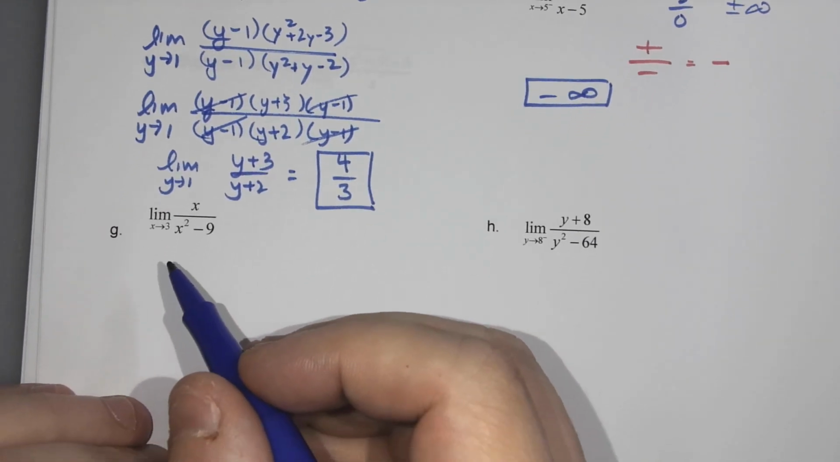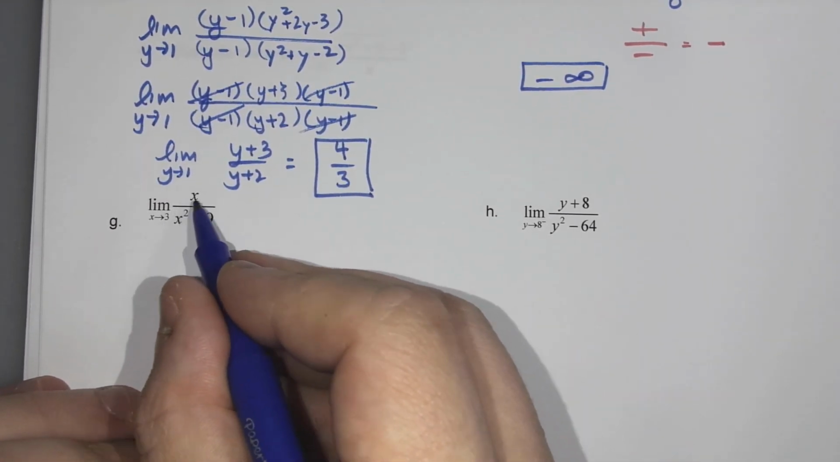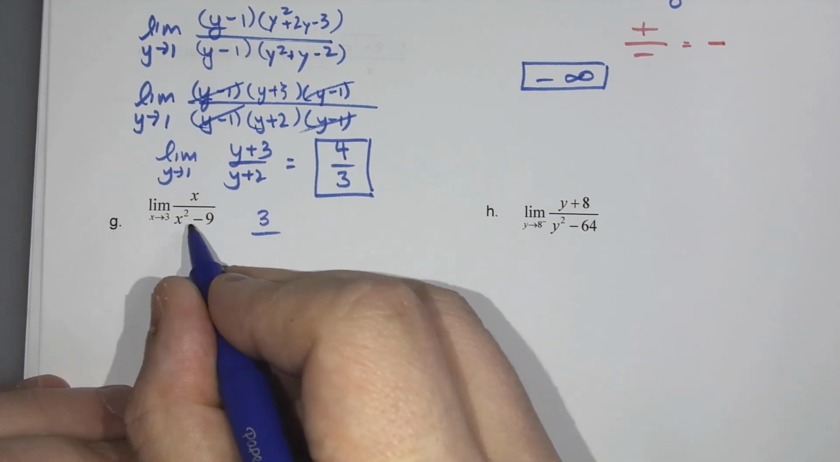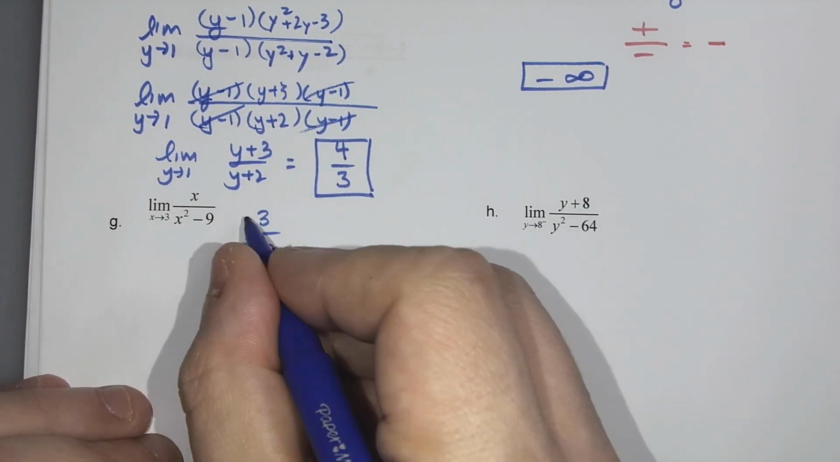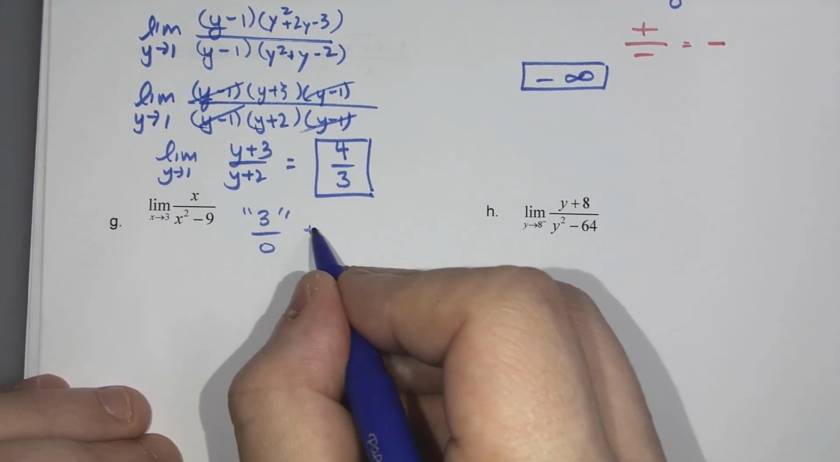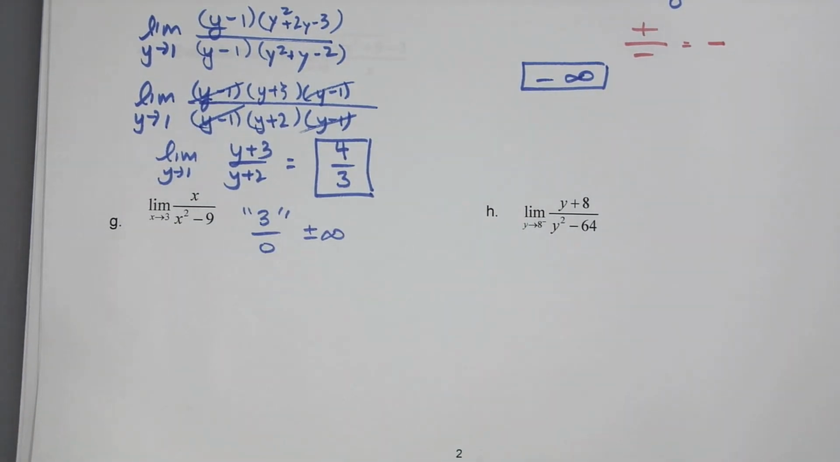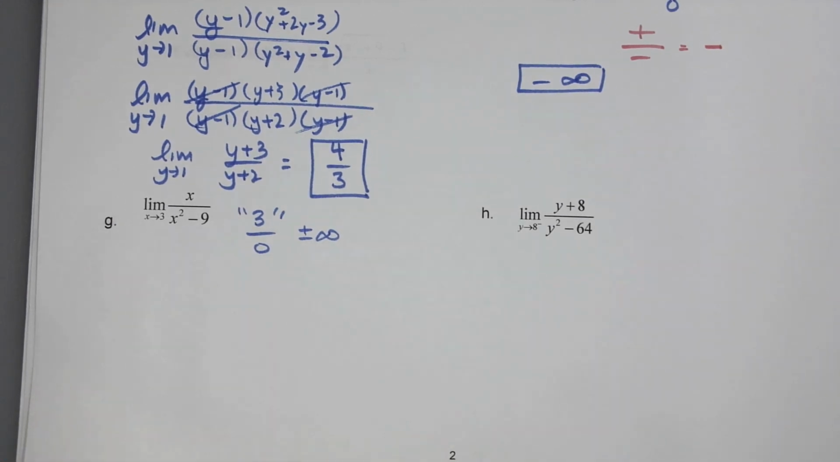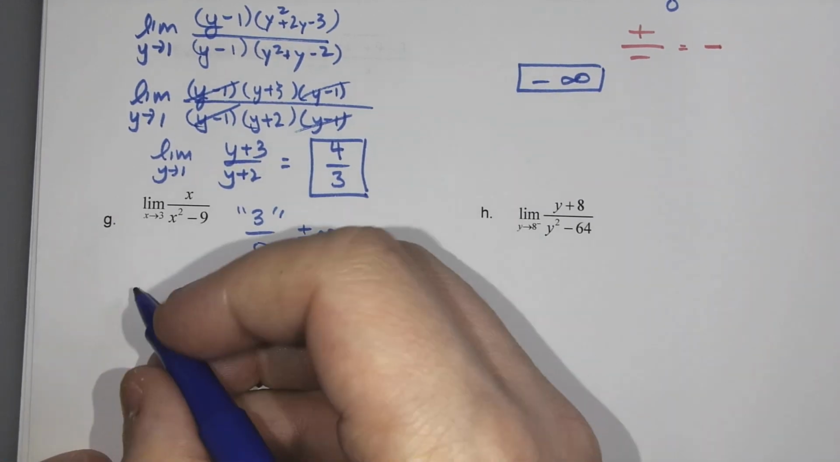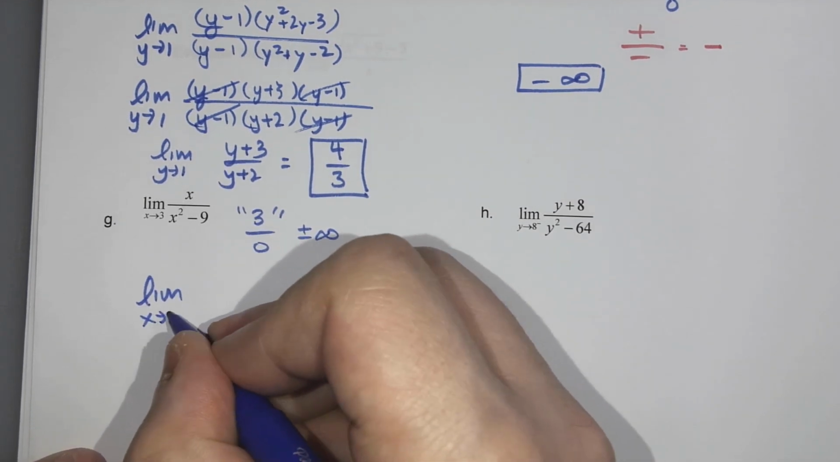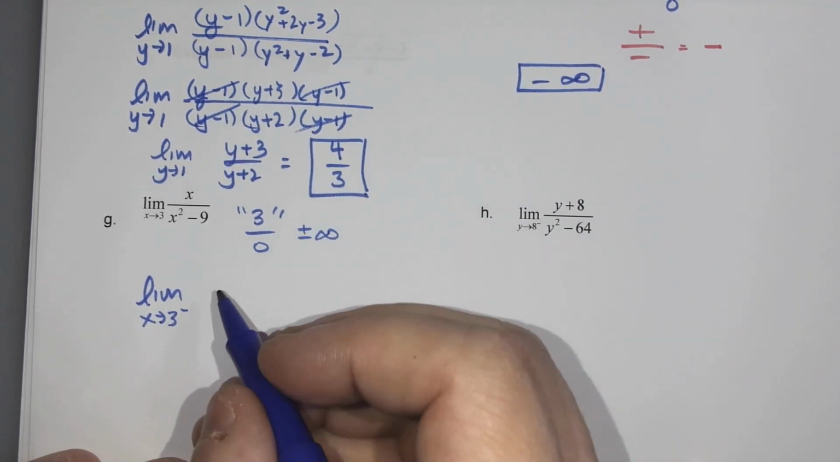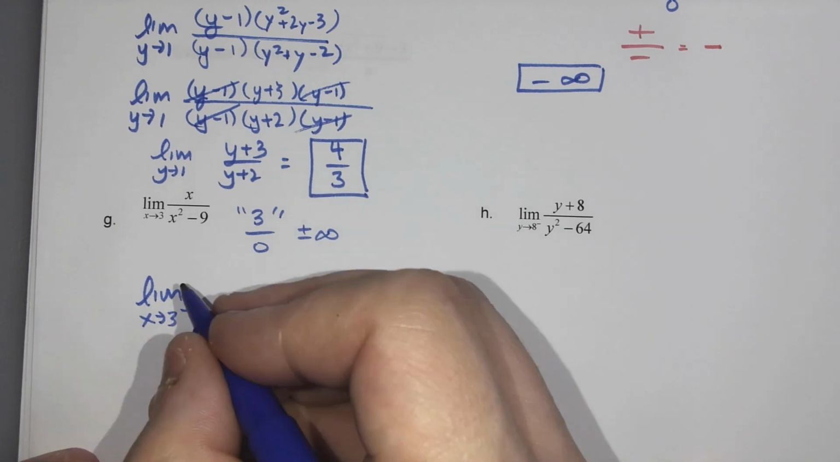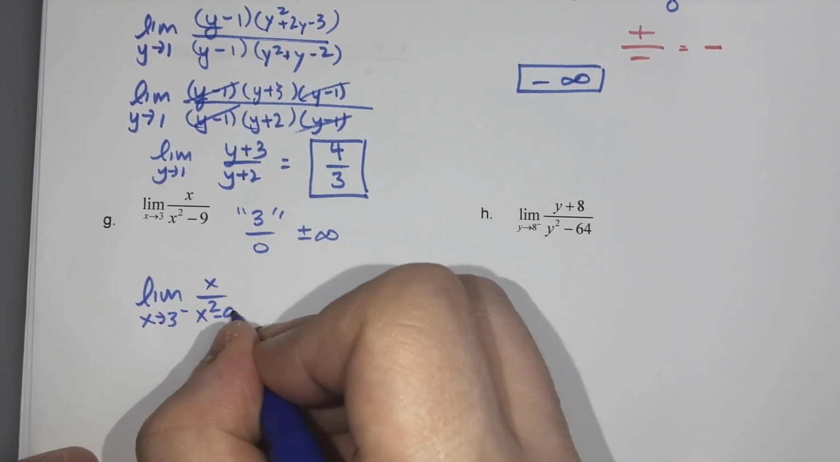Okay, down here in this corner, if I were to replace x with 3, we get 3 over 9 minus 9, which is 0. So again, it's undefined, and it's either plus or minus infinity. This one did not specify from the left or the right, so we'll have to do those two cases separately and see what happens. So if I were to do it from the left, the limit as x approaches 3 from the left, well, in that case, we would get x over x squared minus 9.